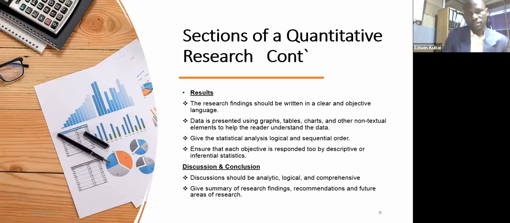Then we come to the section for results. When you have collected your data and you have the research findings, how do you explain and say, these are my findings? The research findings should be written in clear and objective language. We must use a clear and precise language that everybody can understand, whether you're using complicated mathematical or statistical formulas. When it comes to research findings, you minimize those formulas so that people can easily understand the findings of your study.